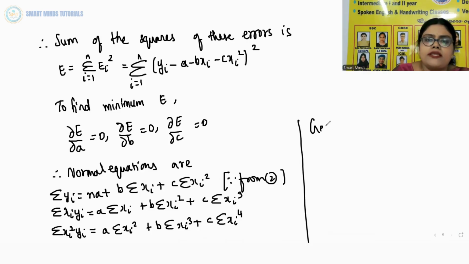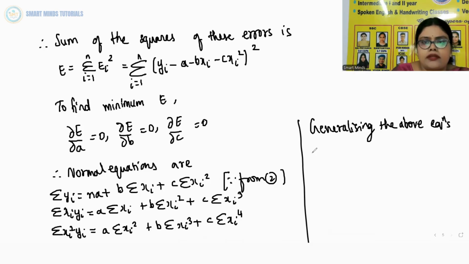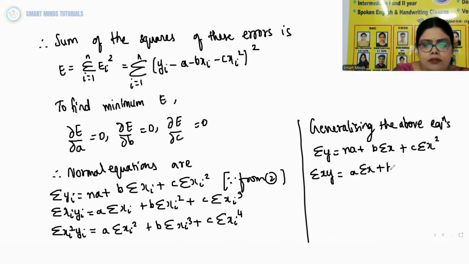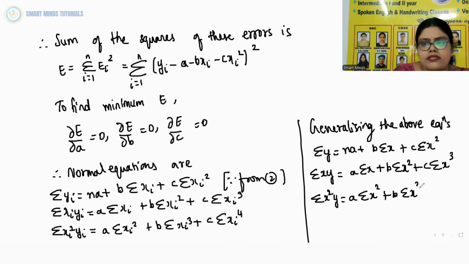So if we generalize the above equations, what do we get? Sigma y is equal to Na plus b sigma x plus c sigma x square. Sigma xy is equal to a sigma x plus b sigma x square plus c sigma x cube. Now again if I multiply one more x, sigma x square y is equal to a sigma x square plus b sigma x cube plus c sigma x power 4.